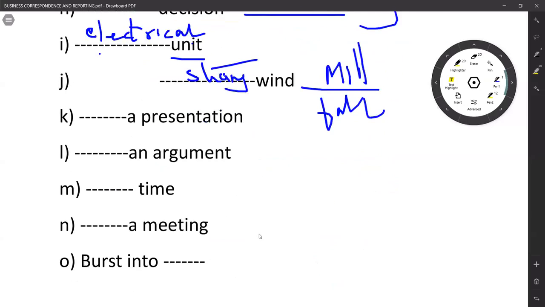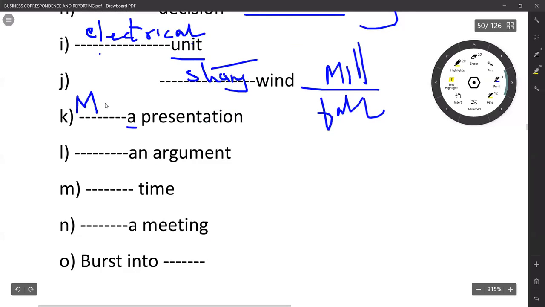Okay. Presentation. Dash a presentation. No, guys, you never give a presentation. Though your material might say give a presentation, that's wrong. It's always make a presentation. You never give a presentation. You always make a presentation. Remember that. Clear? Okay.